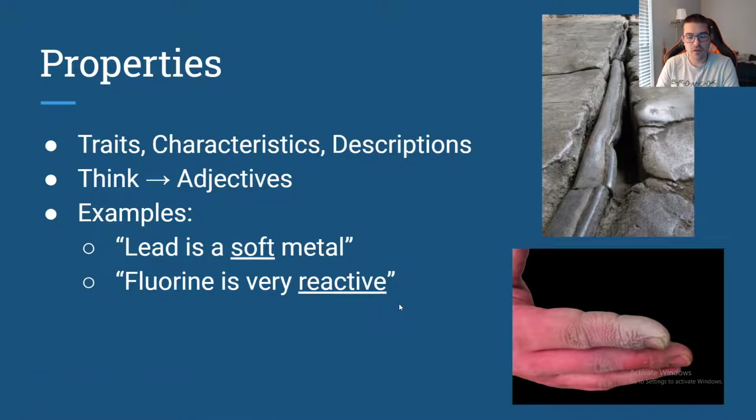So let's talk about properties in general. Okay, so not necessarily physical or chemical properties, just properties overall. What is a property? A property of something is a trait, a characteristic, or a description. Okay, think about adjectives. They describe something, right? So here are a couple of examples.